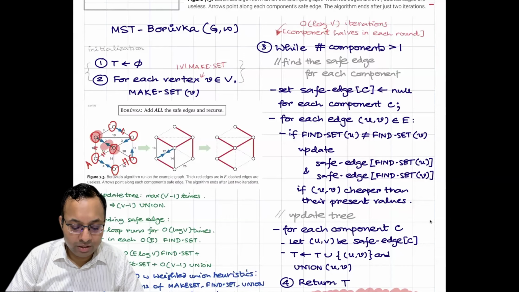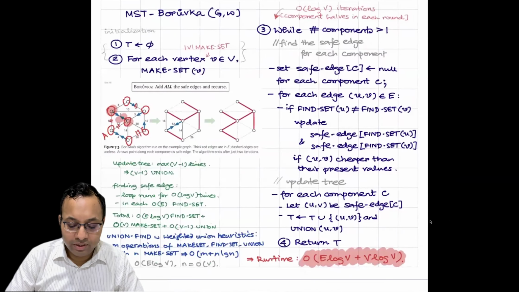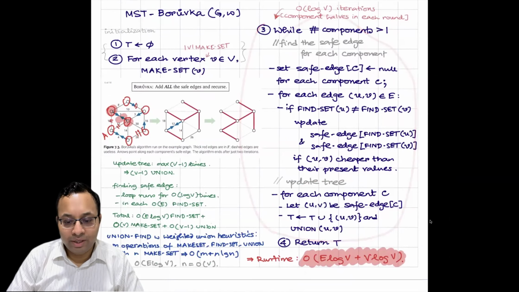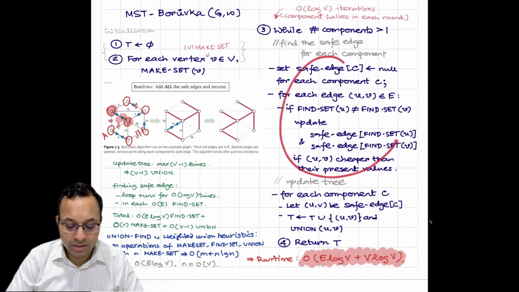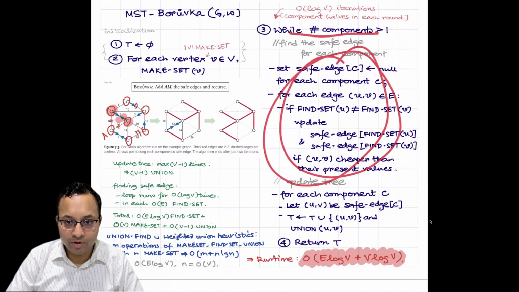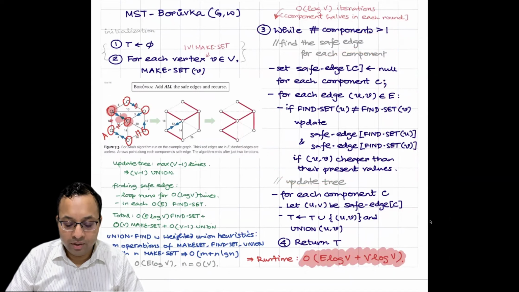Now, based on that, we can do the analysis. For the update tree, forget about the loop, the entire thing, whenever we are updating the tree, we are adding one edge. And how many times can we do it? Only V minus 1 edges are there, so order V times. So only V minus 1 union operations we are doing in the update tree. And when we are looking at the find safe edge part, the loop is running for log V number of rounds, and within that, we are running it for each edge. So E times log V.